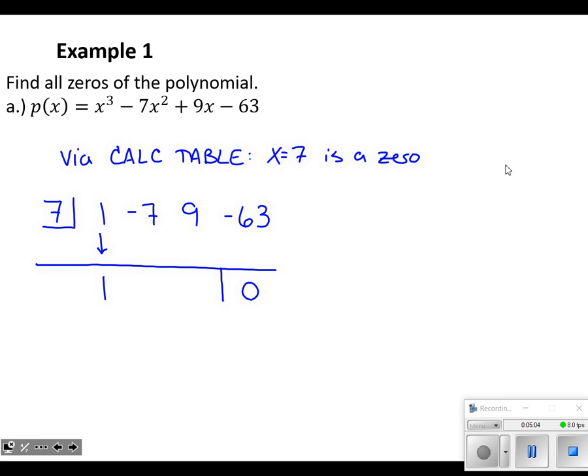So we'll drop down the 1, then to the box: 7 times 1 is 7. We'll add down the column, negative 7 plus 7 is 0. Back to the box. Sorry, these aren't decimal points. This is just me trying to help you see where I'm looking. Let's see, so we got back to the box, 7 times that 0 produces a 0. We'll add down the column, 9 plus 0 is 9. Back to the box a third time, 7 times 9 is 63. And sure enough, when I add down that column, that makes a total of 0.